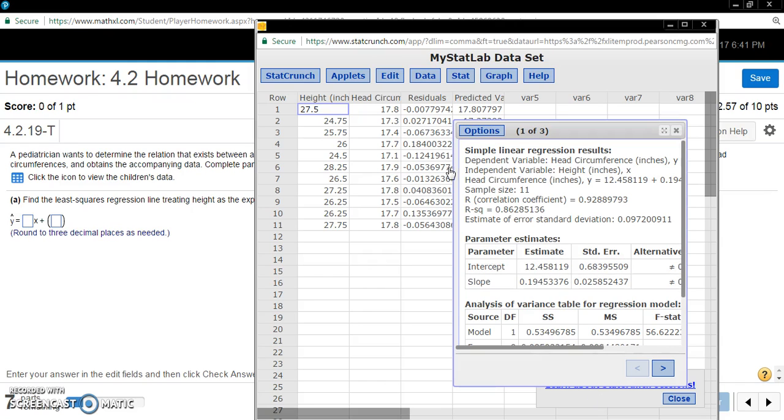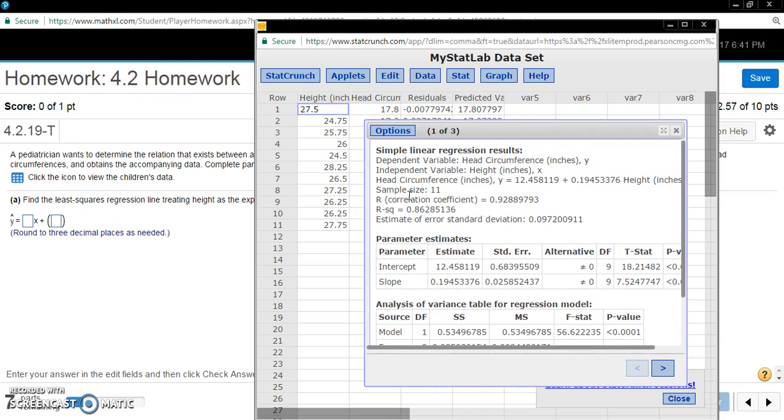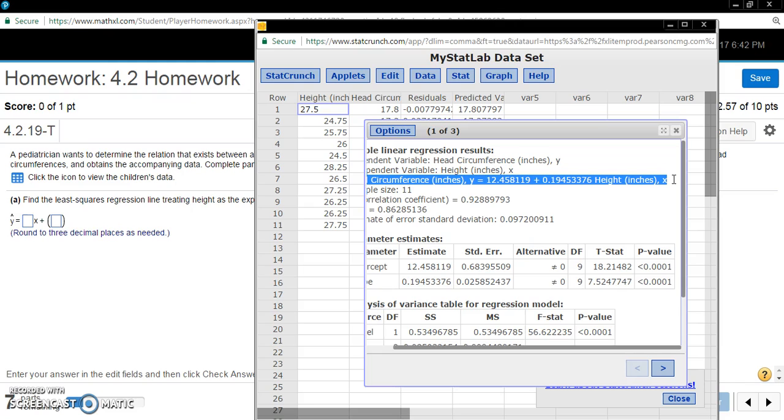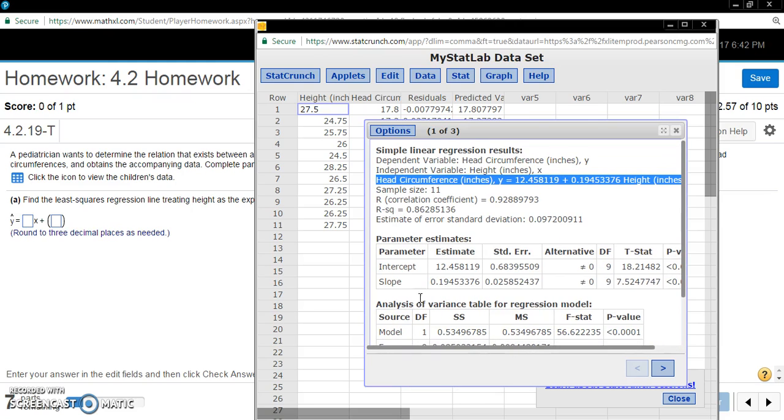So our least squares regression line, I think it's easier to look here, but remember it comes on this line. This may be a little bit confusing since it doesn't have X and Y, so the third line down. Or you can look in the first table and under estimate, slope, and intercept. So remember, slope is what goes in front of X, and we round to 3 decimal places.